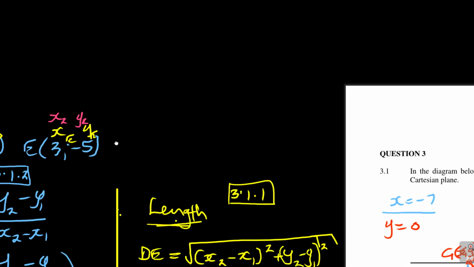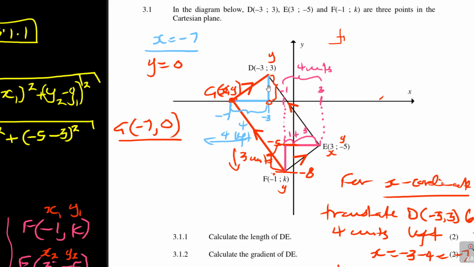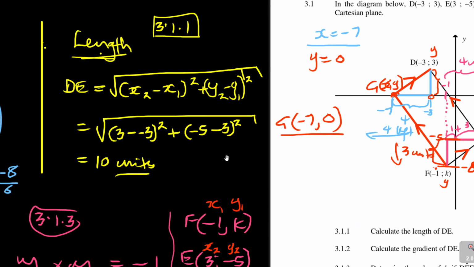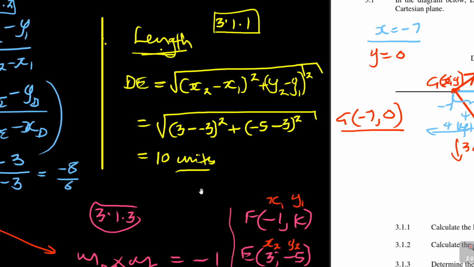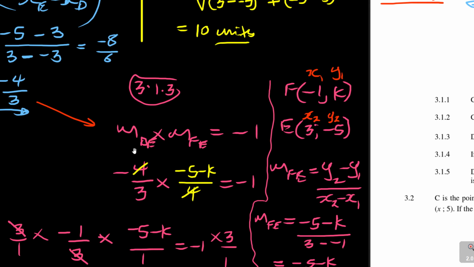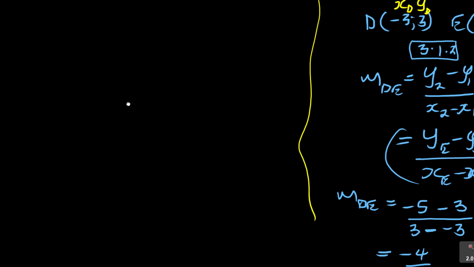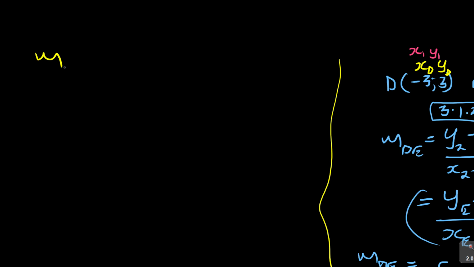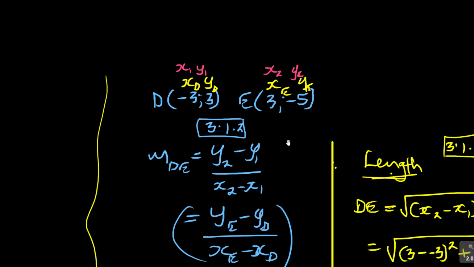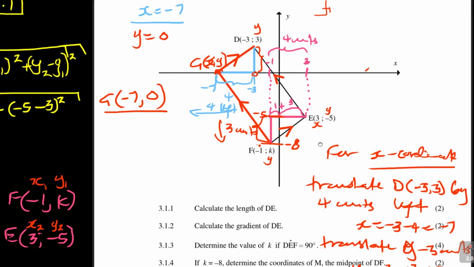So the first one is this one, to say I know the gradient of DE. Where is that? Gradient of DE, m of DE, there it is. M of DE, it was what? -4/3. Right? So I know the gradient of DE. So I'll write this. M of DE is equal to -4/3. So far so good.